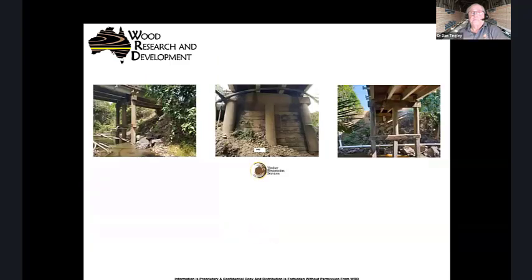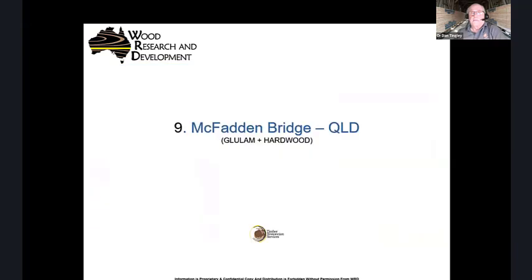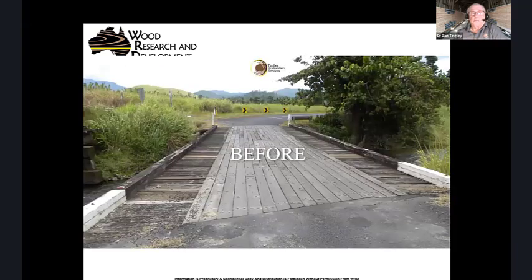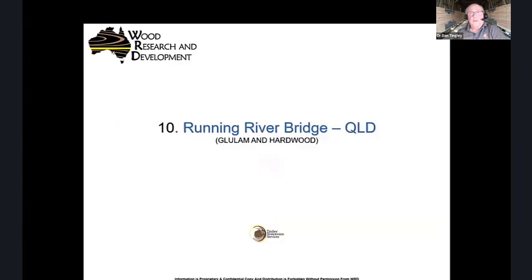Cowley Creek, before, a concrete bridge. This is after. This is a whole bridge being lifted into place, completely pre-assembled and dropped into place, 17-meter clear span. McFadden Bridge, take the old structure before and turn it into a new structure like this and save the community millions of dollars doing it.